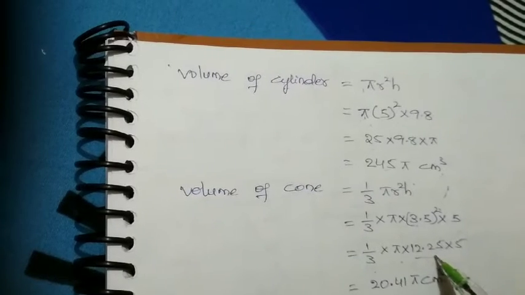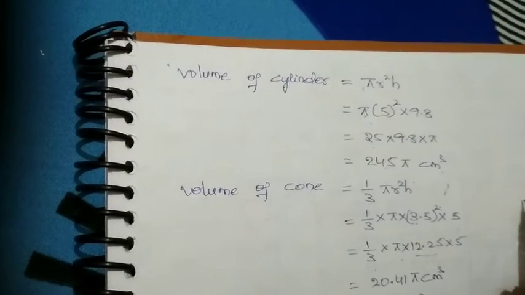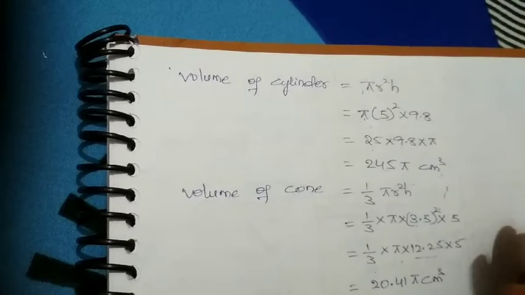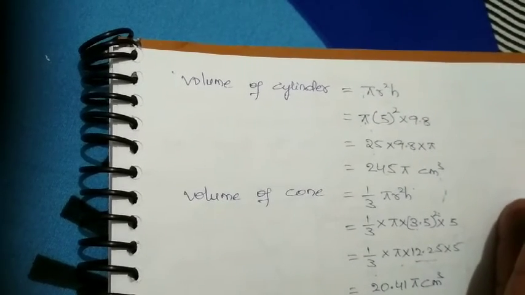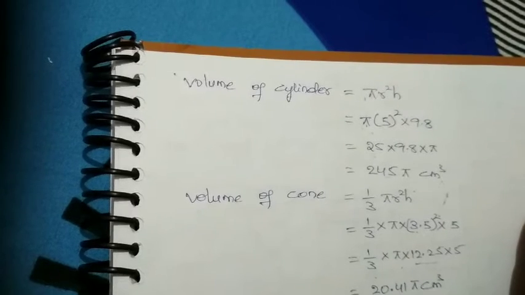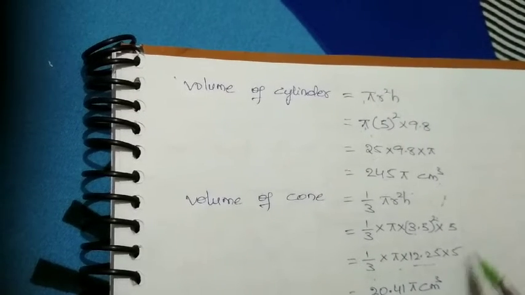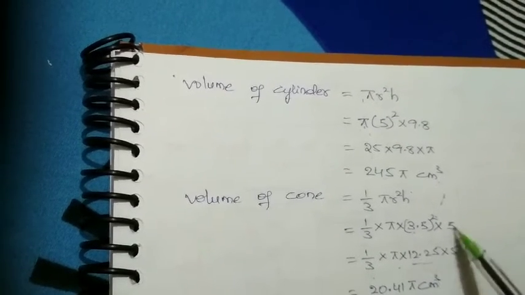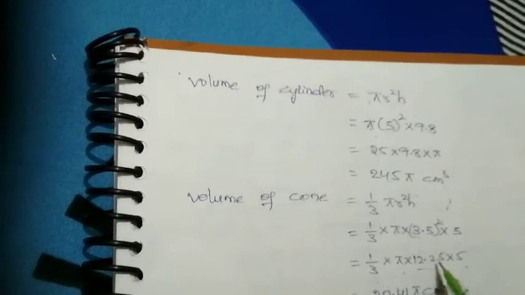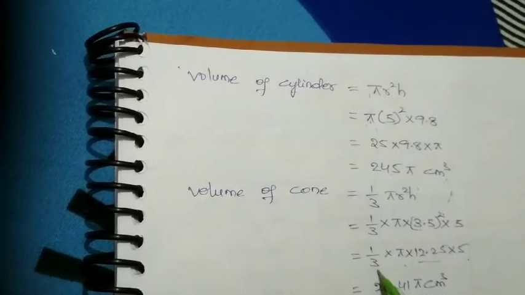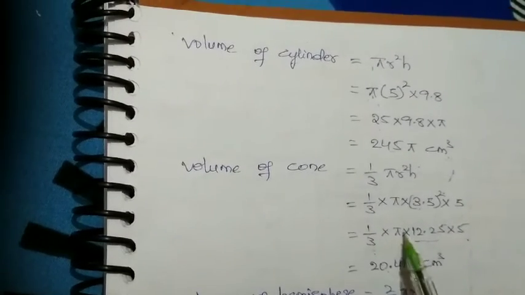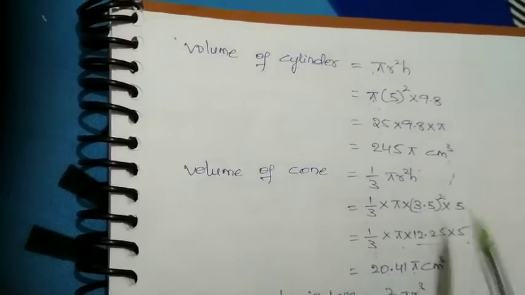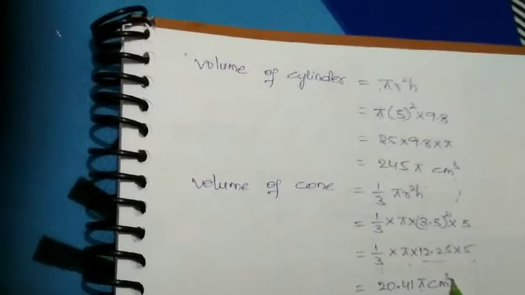Children, please do this calculation in your rough part. As I am busy today, I am sending you the audio recording. So please do this calculation in the rough part, and then only solve it in the problem. Into 5. Now I will multiply these two and divide by 3, which gives me 20.41 pi. It is volume, so its units will be centimeter cube.